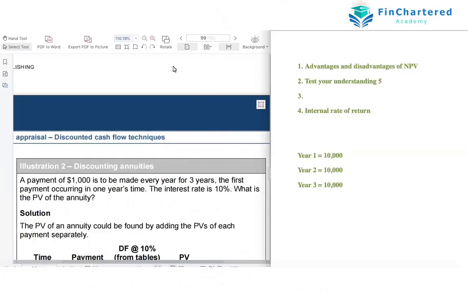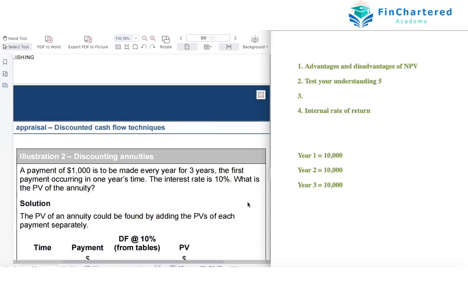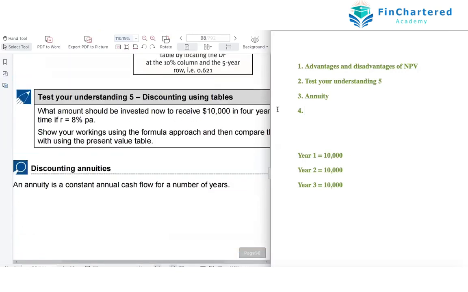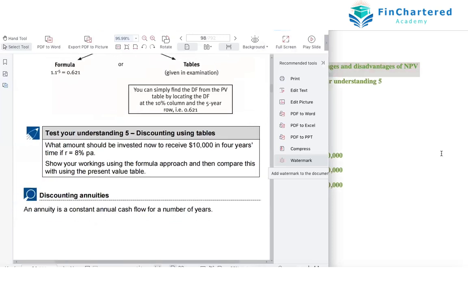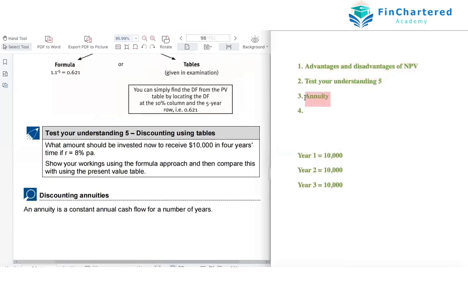So what happens here is we're looking at annuity, right? What is an annuity? An annuity is basically a fixed amount that you get every year for a fixed number of years, right? Unfortunately, I've started this recording now, but of course, we've been looking at quite a lot of topics. We've completed advantages and disadvantages of NPV, and we've looked at test your understanding 5. Okay. And now we're looking at annuity.